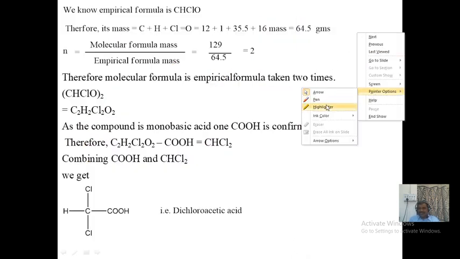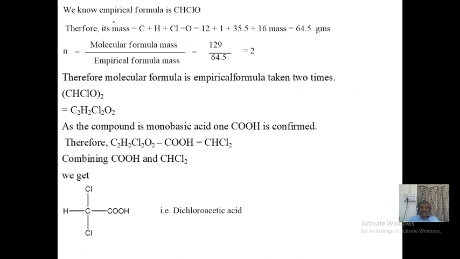Okay, from the previous discussion, friend, what we have obtained is the empirical formula. It was CHClO. Therefore its formula mass will be 1 carbon, 1 hydrogen, 1 chlorine, 1 oxygen, with 12 for carbon and 1 for hydrogen atomic mass. I am using 35.5 for chlorine and 16 for oxygen atomic mass. So this empirical formula has an empirical formula mass, the summation of all these 4, of 64.5, friends.